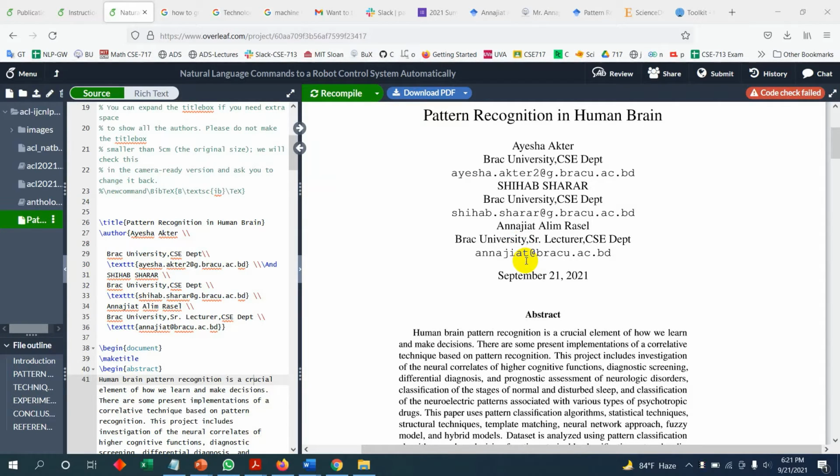Now I'm going to present a paper presentation which is based on pattern recognition in the human brain. This presentation is designed for Mr. Anajit Alim Rasan sir, who is our Advanced Syntactic Pattern Recognition course instructor, and the course code is CSC 713. Let's start from the abstract.